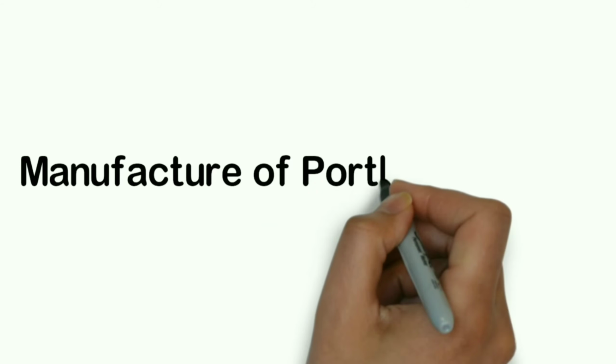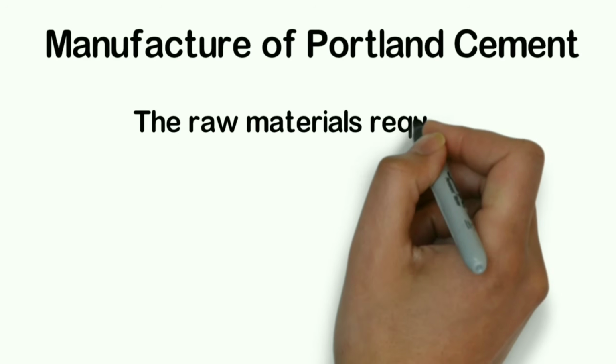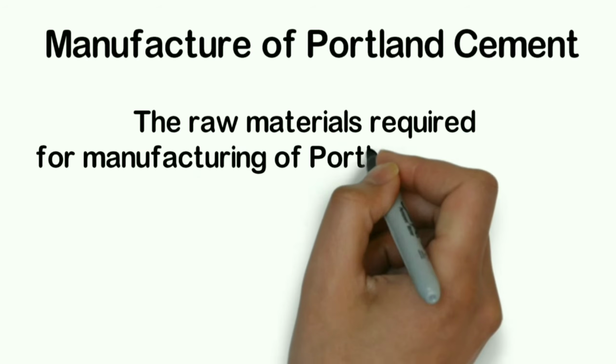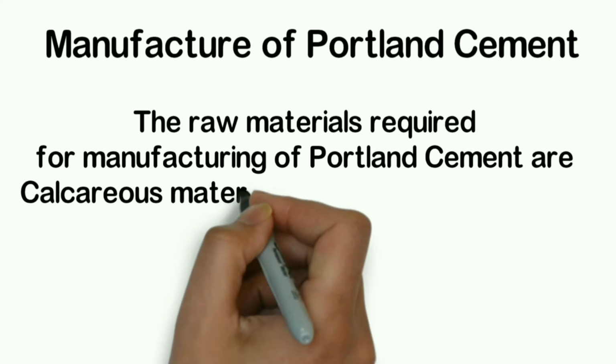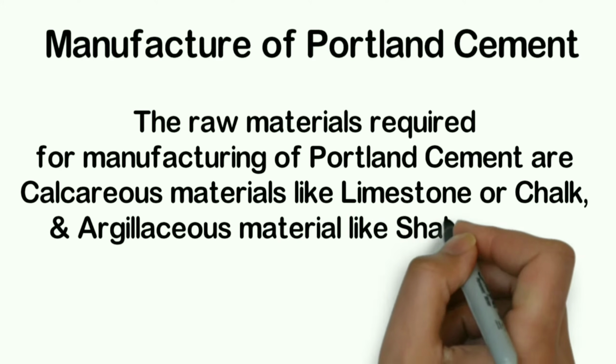Manufacturing of Portland cement. The raw materials required for manufacturing of cement are calcareous materials like limestone or chalk and argillaceous materials such as shale or clay.